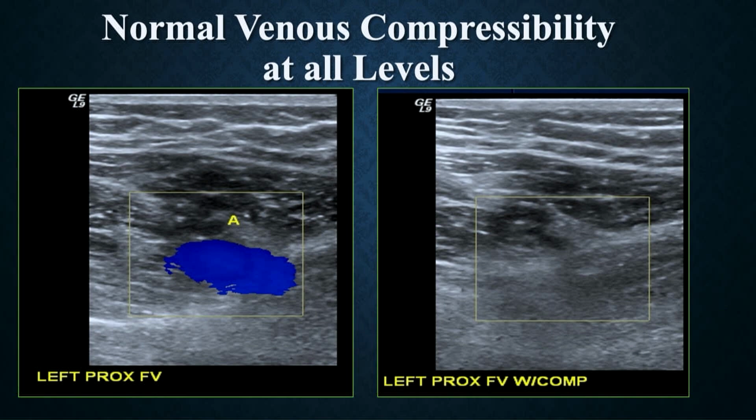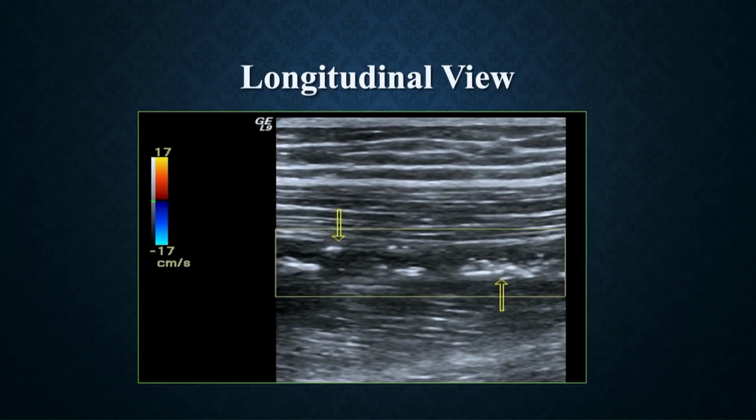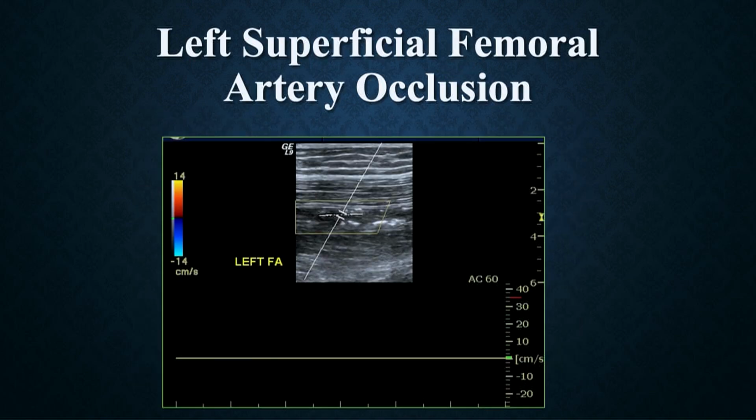And so not all patients with leg pain are going to have underlying DVT. Many times it's arterial disease. And in this particular case, the artery is occluded. So I'll go into a longitudinal view. This is the superficial femoral artery. It is occluded. You can see the plaque and the calcification, and there's no flow.